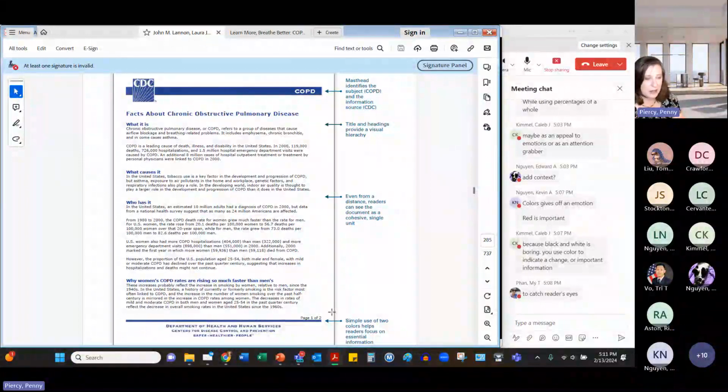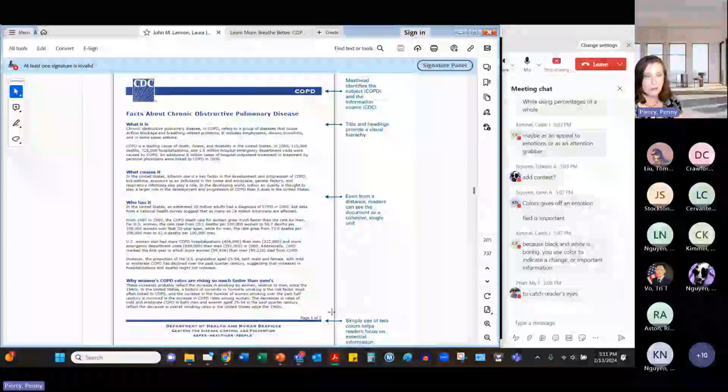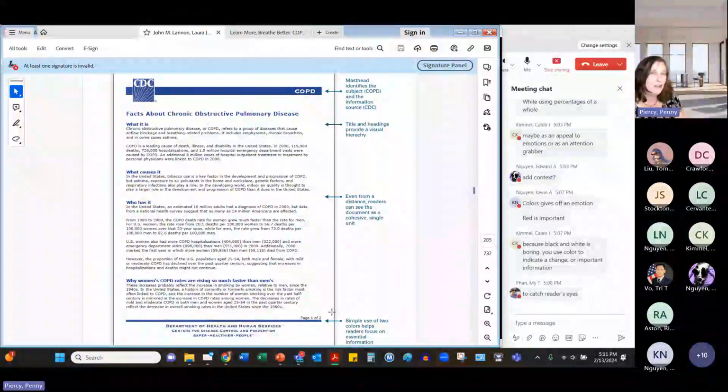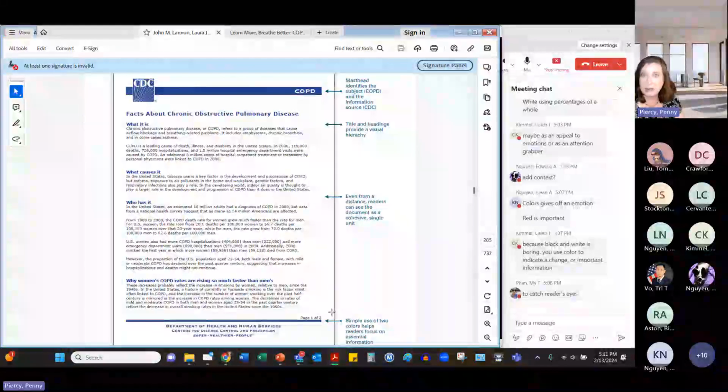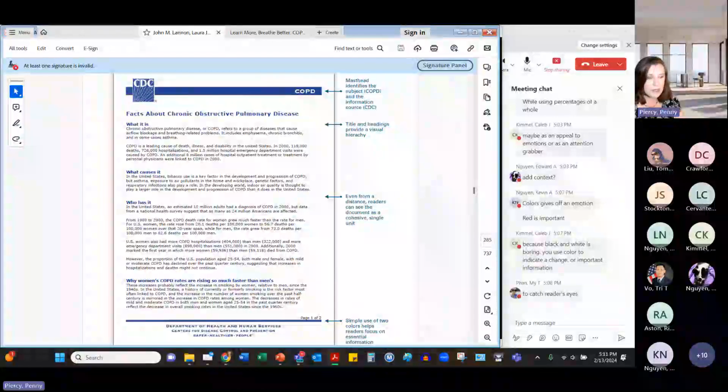It doesn't add, for example, a table to convey some of this statistical information. The only real graphical element it has, aside from the use of color, is the CDC logo at the top, which is a graphical element, and that does convey information, right? It conveys to us that this is official CDC information.